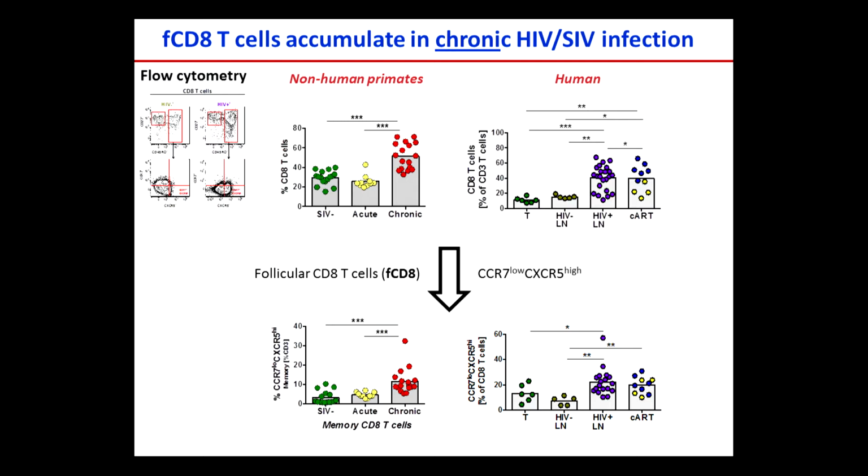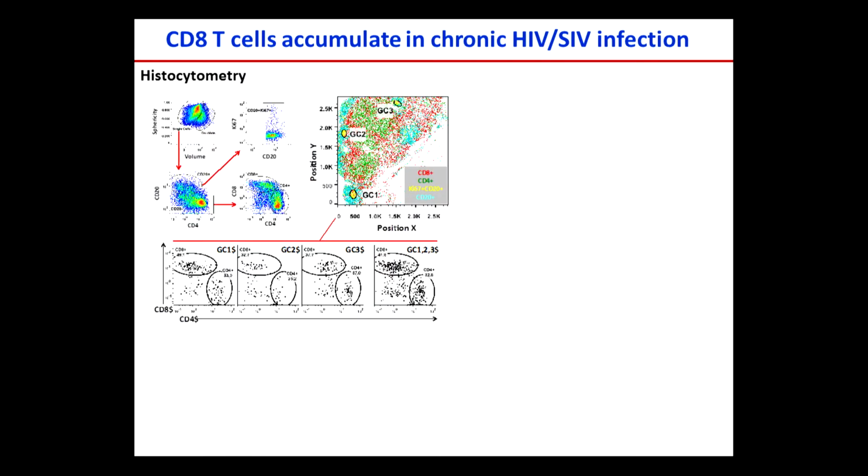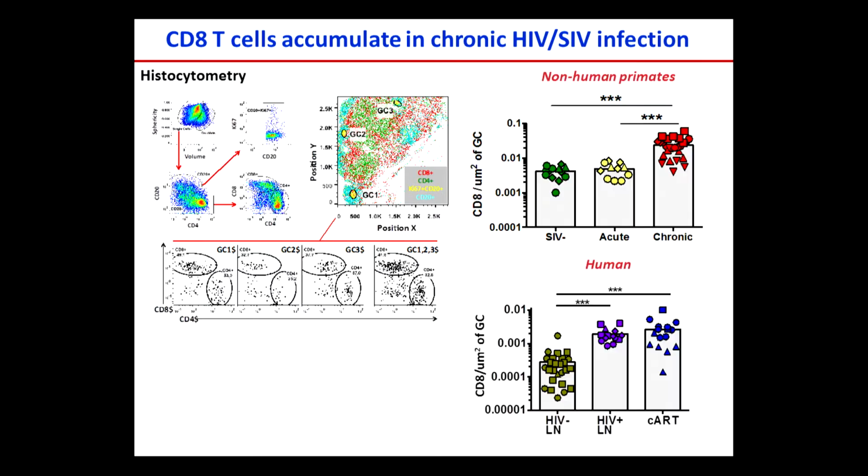the germinal centers? Well, we can use a technique called histocytometry, where we identify actual germinal centers based upon co-expression of B cell markers like CD20 and Ki67. So we can identify germinal center 1, germinal center 2, germinal center 3, and then we can go in and actually count the number of CD4 and CD8 T cells within each germinal center. We can combine those data and ask not what's the percentage, but the actual number of CD4 and CD8 T cells in the germinal centers.